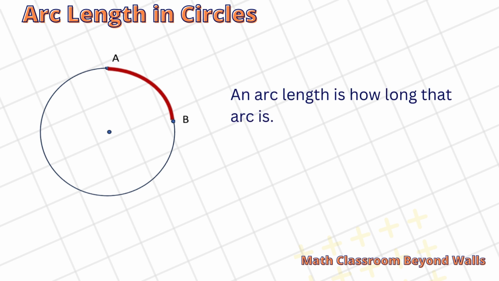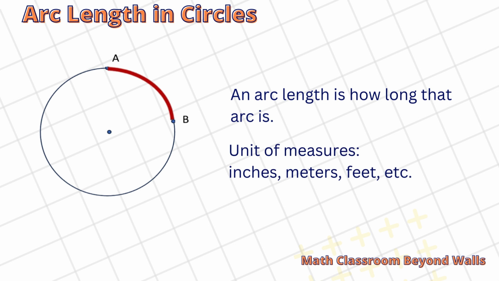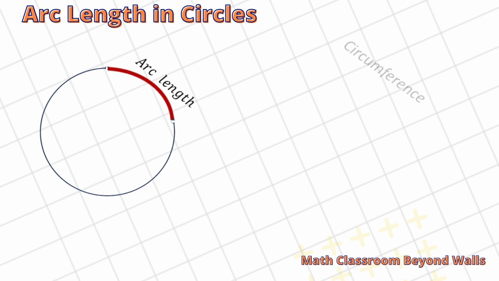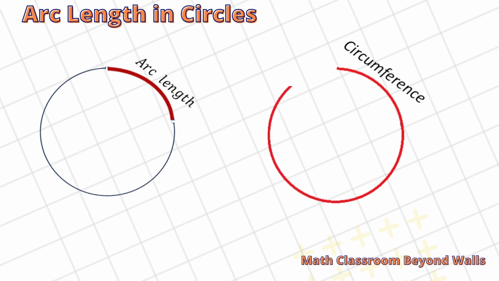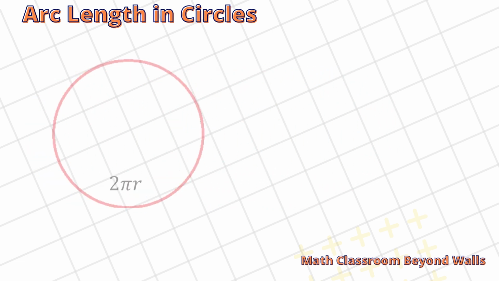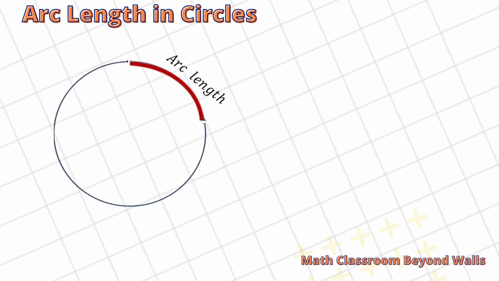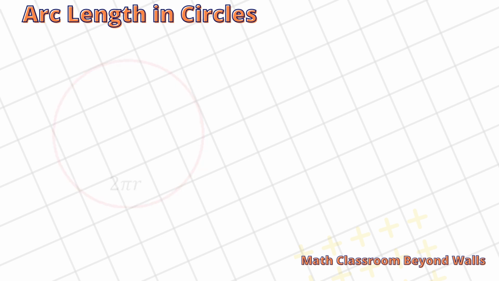An arc length, or length of the arc, is how long that arc is. Hence, its unit of measures are length units like inches, meter, feet, etc. Circumference, as everybody knows, is the total length around the circle. This total length has the formula of 2 pi r, where r is the radius of the circle. As you see in the drawing, the arc length is just part of the whole length of the circle, which is the circumference.